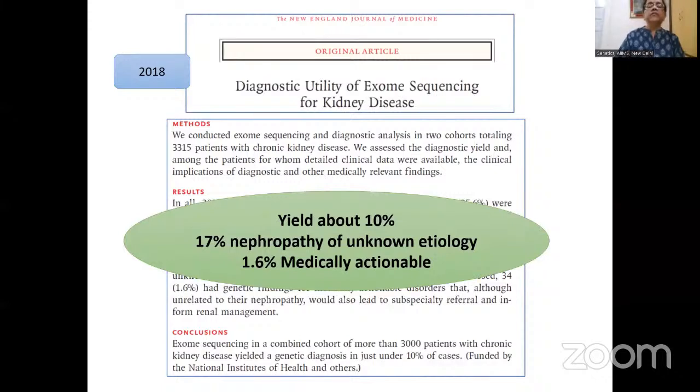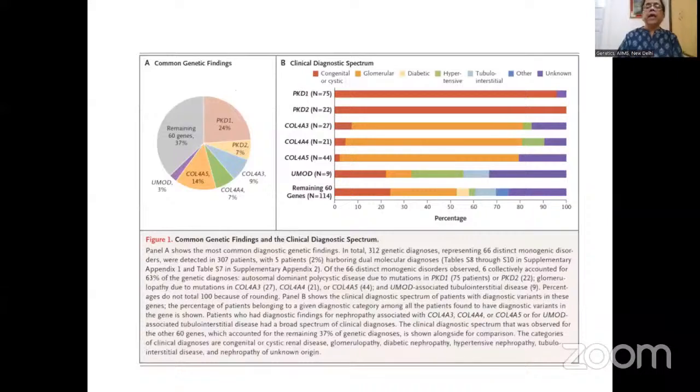And out of the yield which they found in about 10% of cases, about 1.6% were results which were medically actionable. And this figure shows you from the same study that various genes have been implicated in different types of kidney diseases. You can see for congenital and cystic diseases, multiple genes. You can see these red bars, and then for glomerular diseases also. But important to note here that diseases of unknown origin also could be detected by identifying variations in multiple genes.